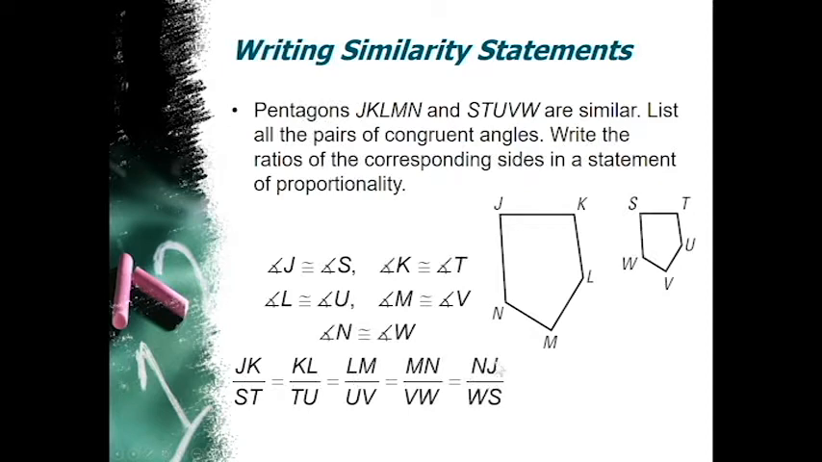Notice all of the segments that are in the numerator of our fractions all come from the left pentagon. All the ones in the denominator all come from the right pentagon. Now, if I were to start off where I flipped them, where ST was on top and JK was on the bottom, we would have had to do the reciprocal of every one of these. Once we pick a direction to go, we need to stick with it throughout the entire statement of proportionality.